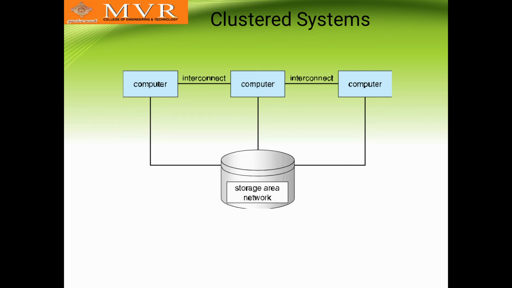Clustering systems. See this picture here. There are three or more computers connected to the storage area network, and they are interconnected to one another. One will communicate with the other. So the clustering systems are used for communication purposes. So how the work will be subdivided among the computers.